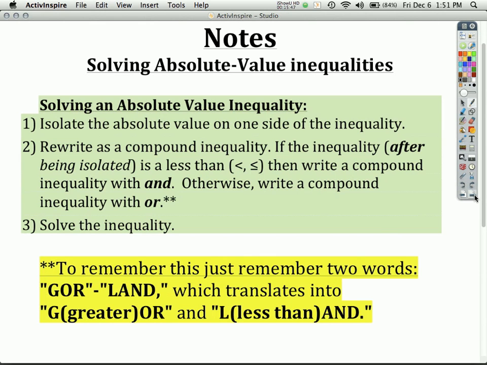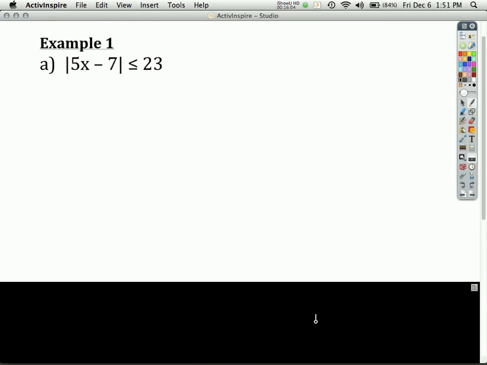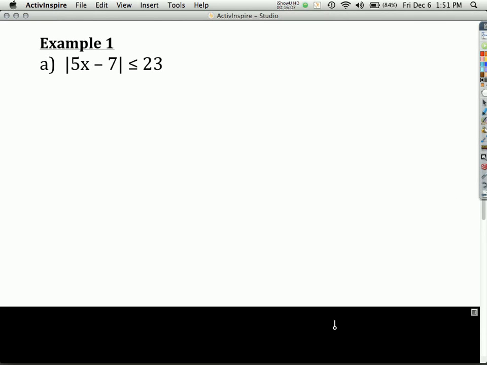Okay, so today's lesson, we are not starting with the most complex and then working to the less complex. Today we're starting simple because I need you to focus on this part right here. So, example 1. I would like all of us to be able to solve this absolute value inequality. It says the absolute value of 5x minus 7 is less than or equal to 23. That is actually a fancy, advanced way of writing a compound inequality.